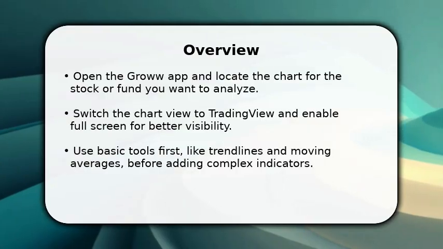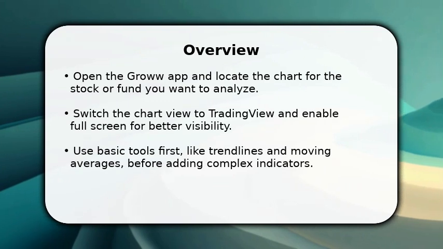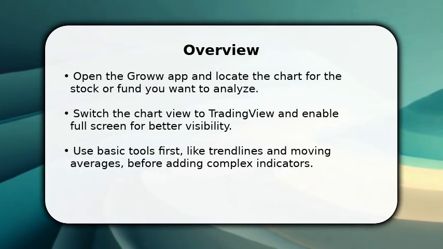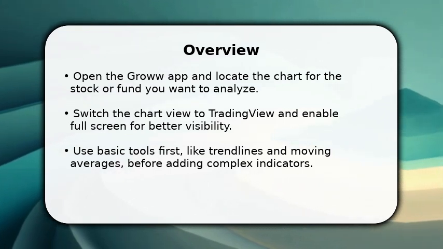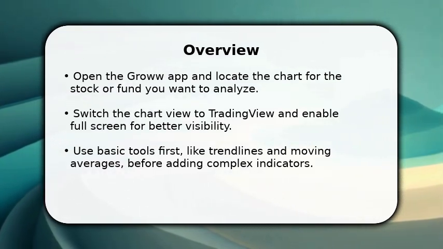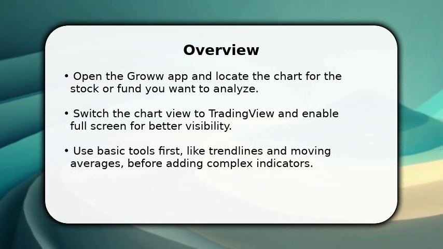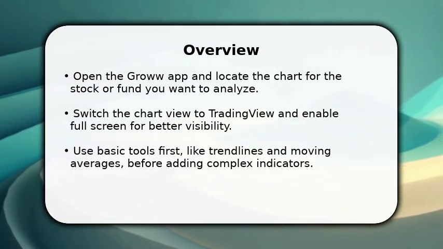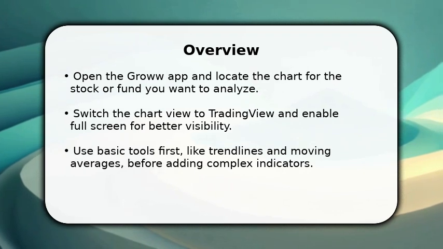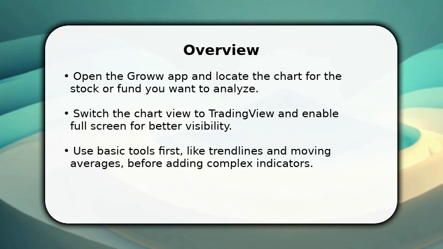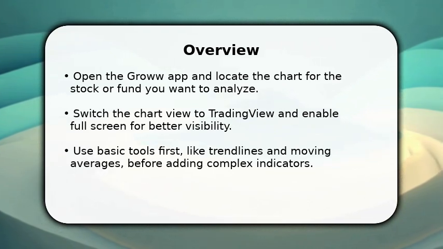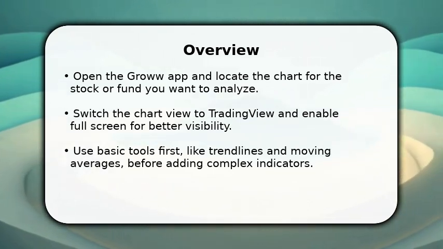In this video, I will show how to use Tradingview in the Groww app step by step. Open Groww and find the stock chart, then switch to Tradingview mode to access advanced charting. Tap the Indicators menu to add moving averages or RSI, and use the drawing tools to mark trend lines and support levels. Save your preferred layout and practice with small positions until you feel confident using the tools.